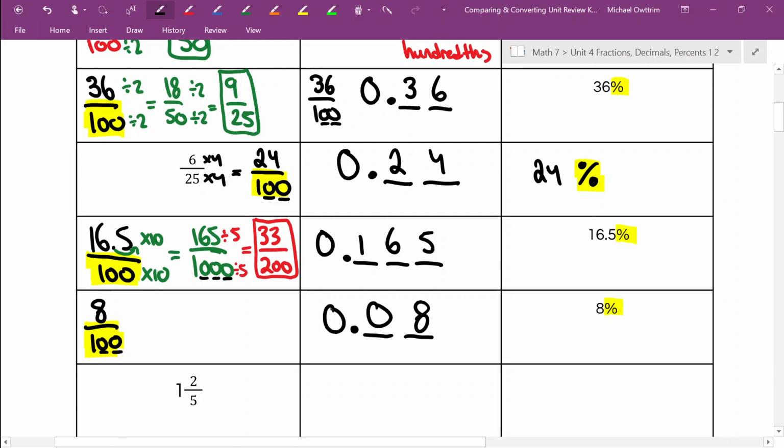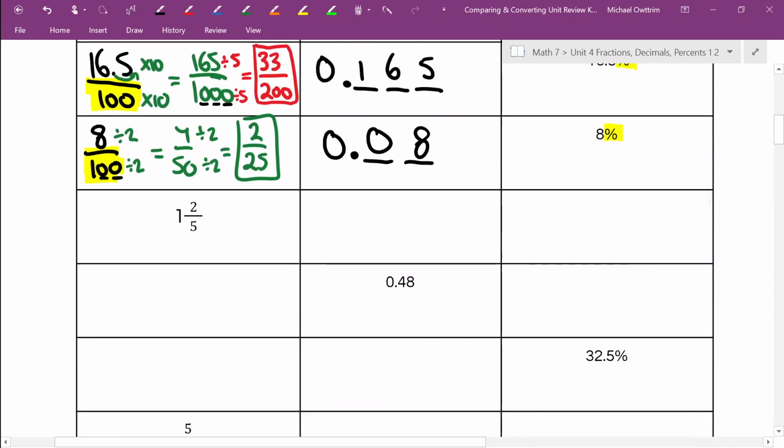0.08 is our decimal. Let's return to our fraction and simplify it. Both of these are even numbers, so let's divide them by 2. That gives us 4 out of 50. Let's divide those by 2 because they're still even, and that gives us 2 out of 25 as our simplest form.